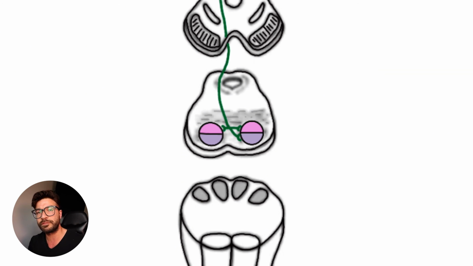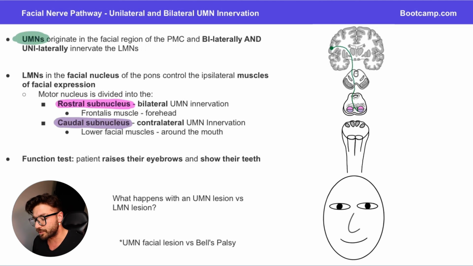And this is because the facial nerve nucleus is divided into two halves. We have a rostral half and a caudal half, and these are going to provide innervation to different parts of the face. So the rostral halves are going to receive innervation from both facial nerves, but the caudal half receives innervation from the contralateral upper motor neuron facial nerve. So like we mentioned, our lower motor neurons are found in the facial nucleus, and these are going to control ipsilateral muscles of facial expression.